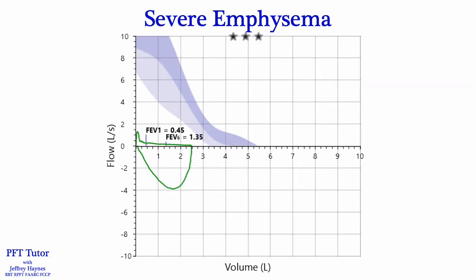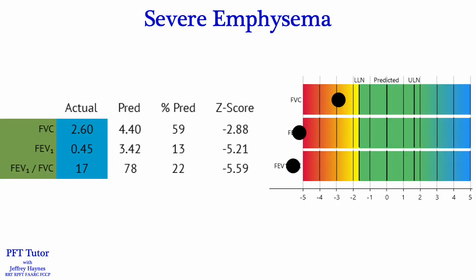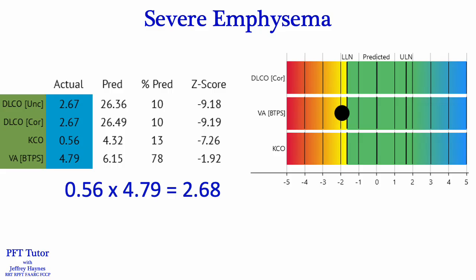This is obviously a patient with very severe emphysema. There is a severe loss of FEV1 at 0.45 liters, 13% of predicted. If you follow FEV1 Q, it'd be less than 1, and a FEV1 to FVC ratio of 17%. I guess this is unlucky 13 because his KCO is also 13% of predicted, very low at 0.56. The alveolar volume, even though he has emphysema and presumably has a high TLC, is also below the lower limit of normal. And when you multiply the KCO times the VA, you get a DLCO of less than 3.